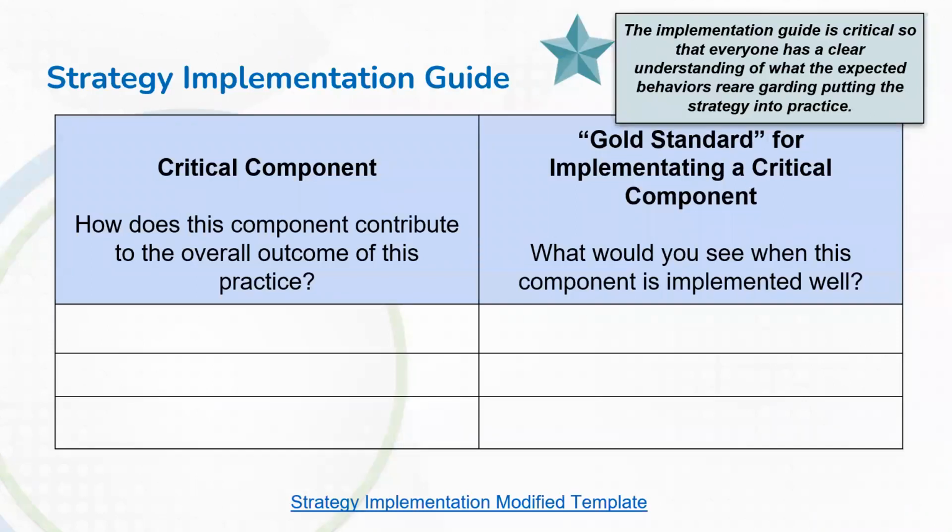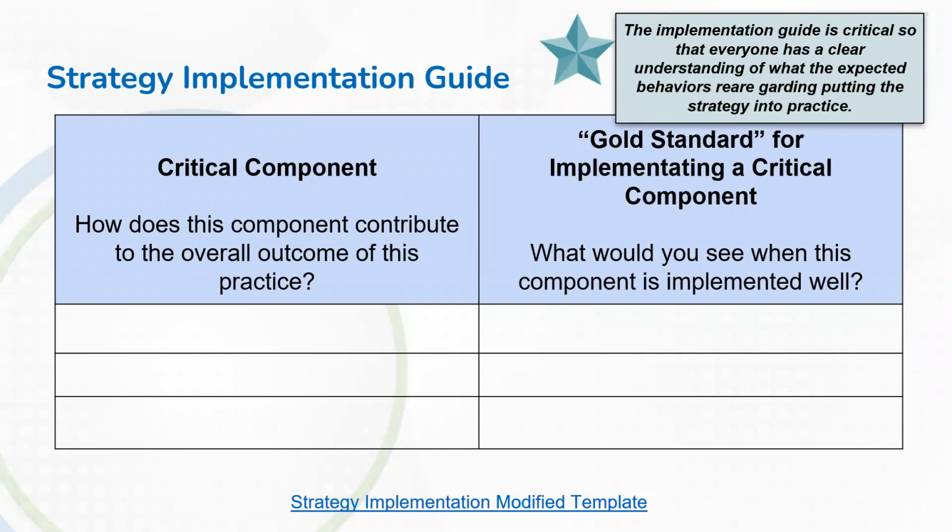And again, while it's ideal to have all 4 columns completed for such a guide, you could start with the first 2 columns. This slide shows a strategy implementation template that has been modified to include just the critical components and the gold standard. So it's important to keep in mind that the more detailed you are regarding implementation details, including defining the what, the who, the how often, and so on for your specific context, the more likely you will set the stage for successful implementation.